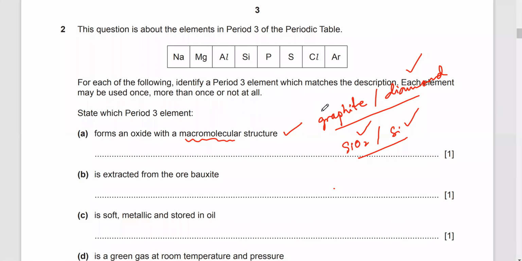Now coming back, that's macromolecular. What is extracted from bauxite? So we would just write Si, right? Yes. What would you get? What do you get from bauxite?